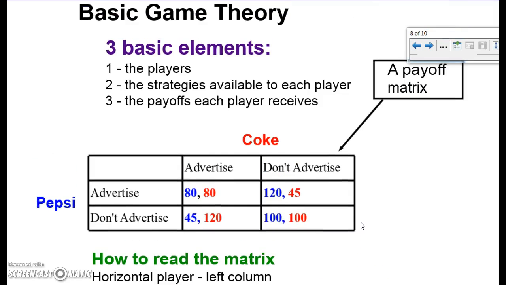So what happens if they both advertise? The numbers on this matrix represent maybe increased profits or increased revenues. So if they both advertise, Pepsi gets 80, Coke gets 80. If they both don't advertise, they both get 100. Why? Because they're not having to pay for the advertising. But if Pepsi doesn't advertise and Coke does, you can see that Coke will get 120 while Pepsi will only get 45. So they'll be at a disadvantage if Coke advertises and they don't.